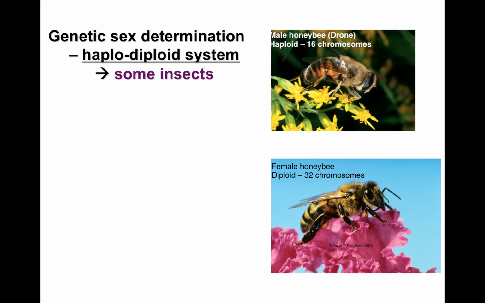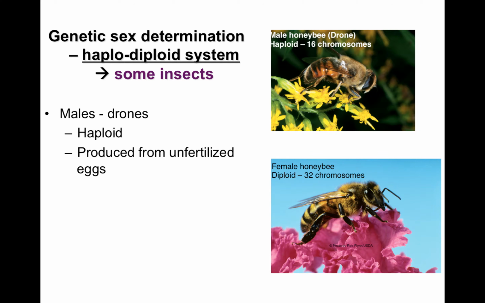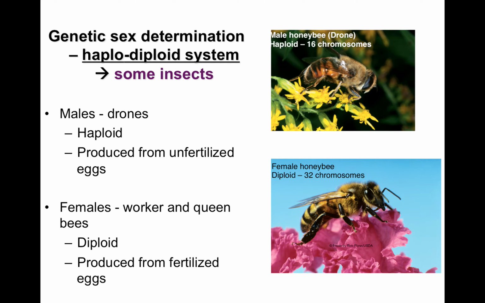Honeybees have a different mechanism of sex determination called the haplodiploid system. In honeybees, the males are called drones and they are all haploid. They develop from unfertilized eggs. Females, the worker bees and the queen bee, are diploid. They are produced from fertilized eggs.